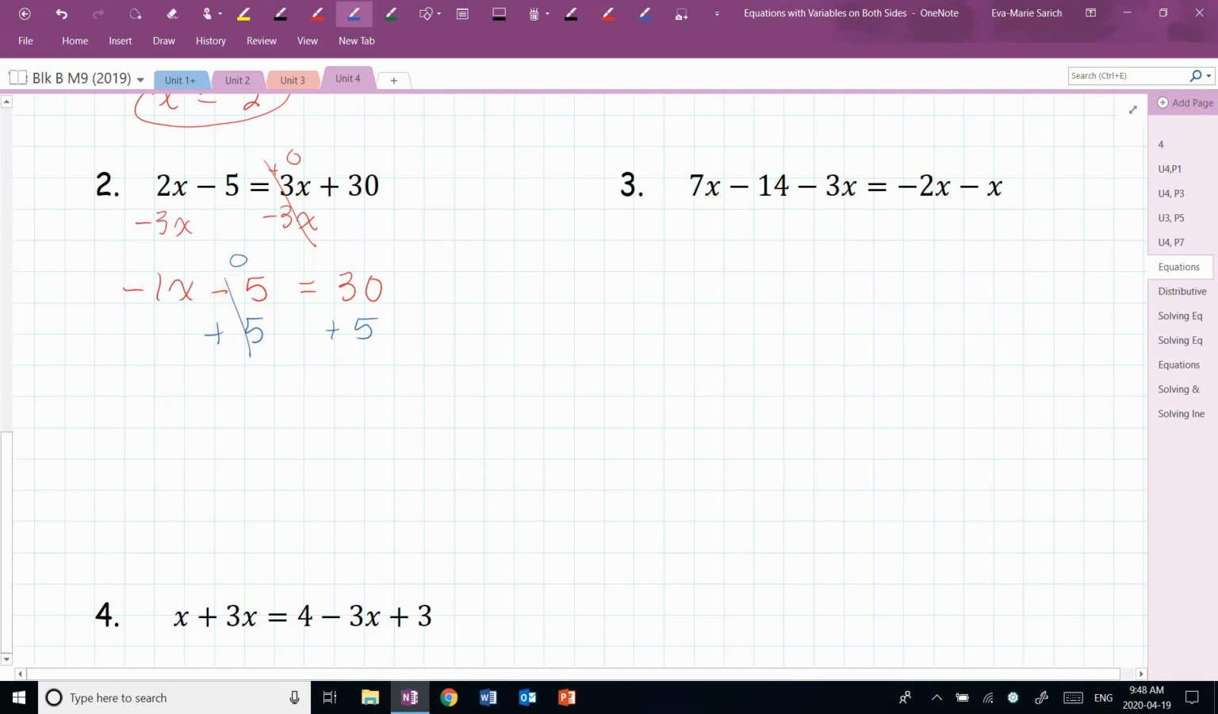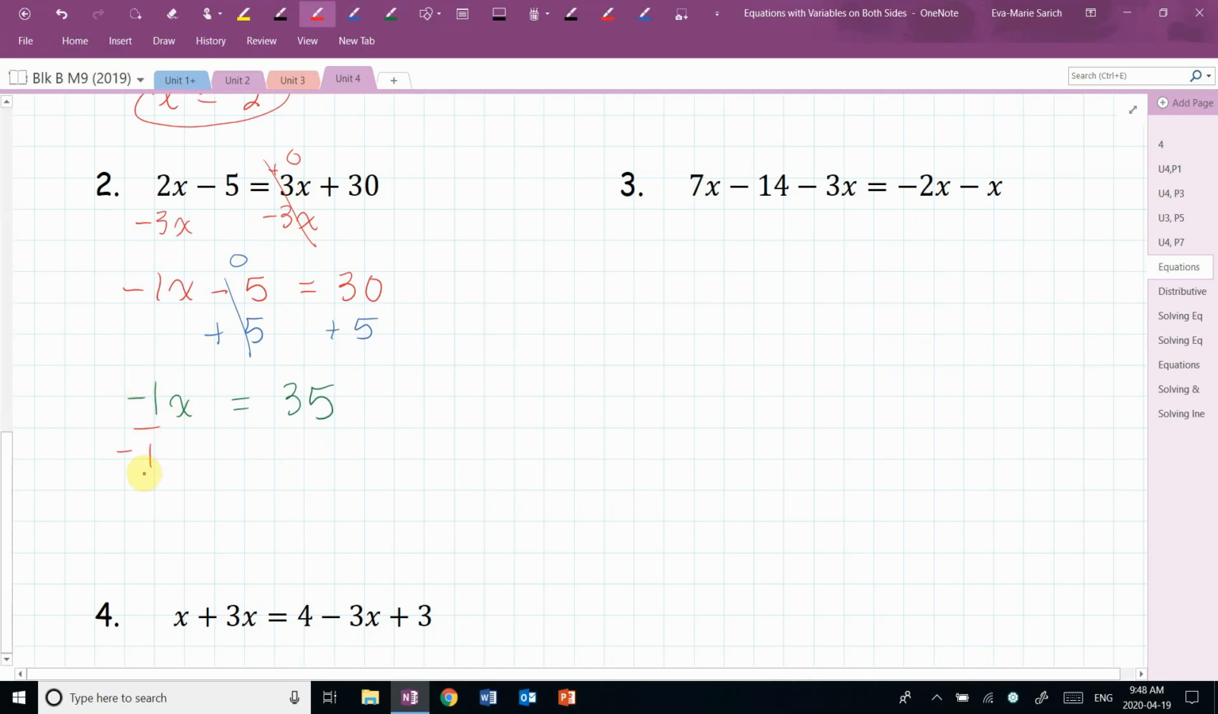We're left with negative 1x is equal to 30 plus 5, which is 35. Now, we don't want to find the answer for negative 1x. We need to find the answer for x. So we need to get rid of the negative 1. That's a multiply, so we're going to divide by exactly the same number.